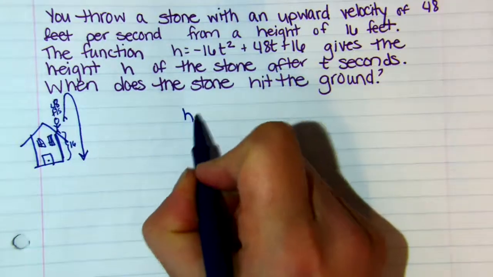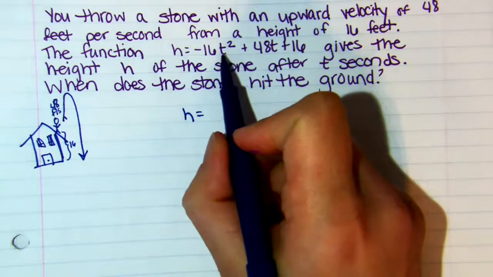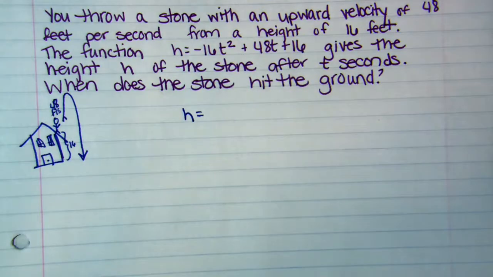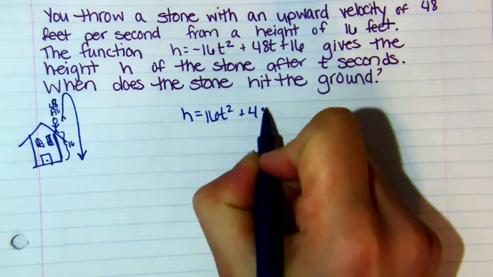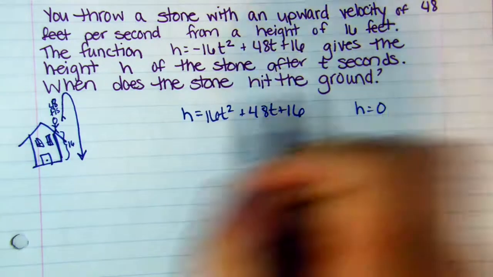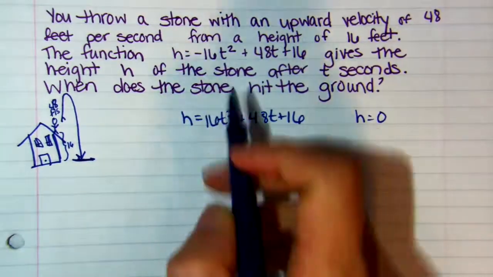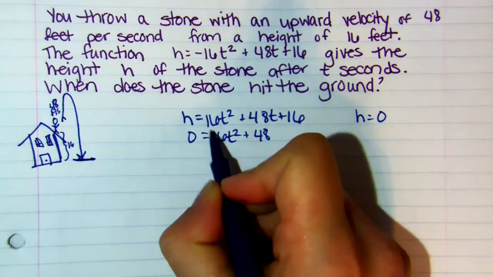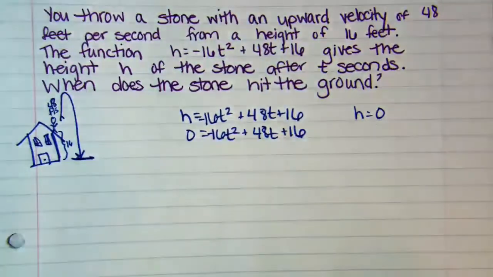So this is our function. And remember, h is how high the stone is after t seconds. If you put in 1 for t, that would tell you how high the stone was at 1 second. If you put in 4 for t, it would tell you how high the stone is after 4 seconds. So we want to know when the stone hits the ground. Another way of thinking about that is when our height is 0, because the height is 0 when you hit the ground. So we want to know, when does negative 16t squared plus 48t plus 16 equal 0?